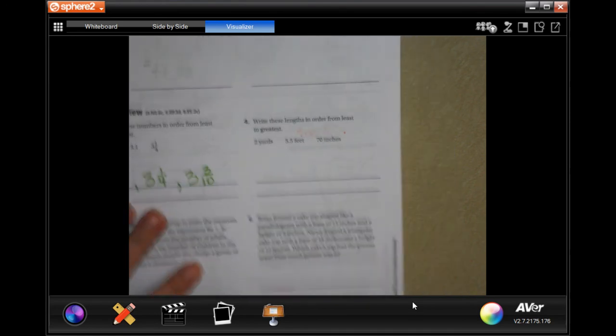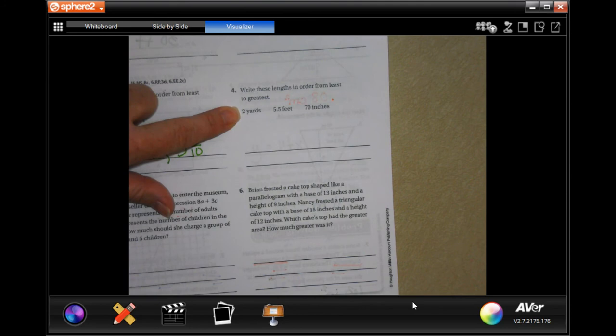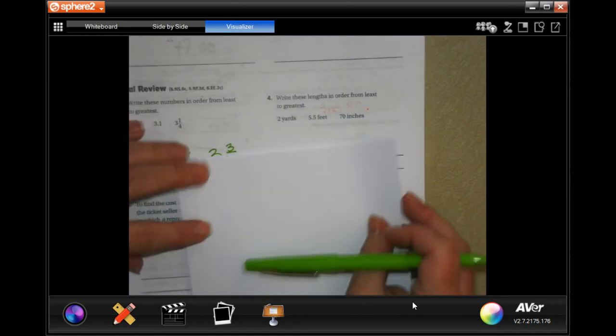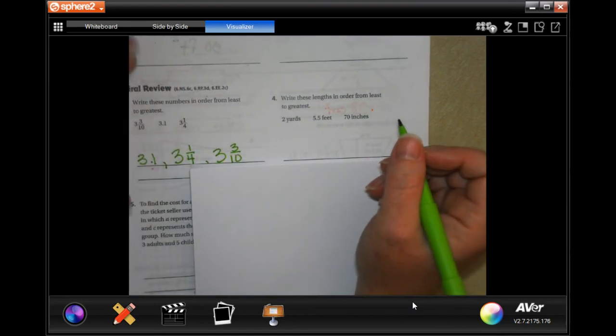We're going to write these lengths in order from least to greatest. So first, we need to have all of those in the same format. So we're going to have to do some conversions. I'm going to make them all into inches just because then I only have to multiply. I don't have to divide.